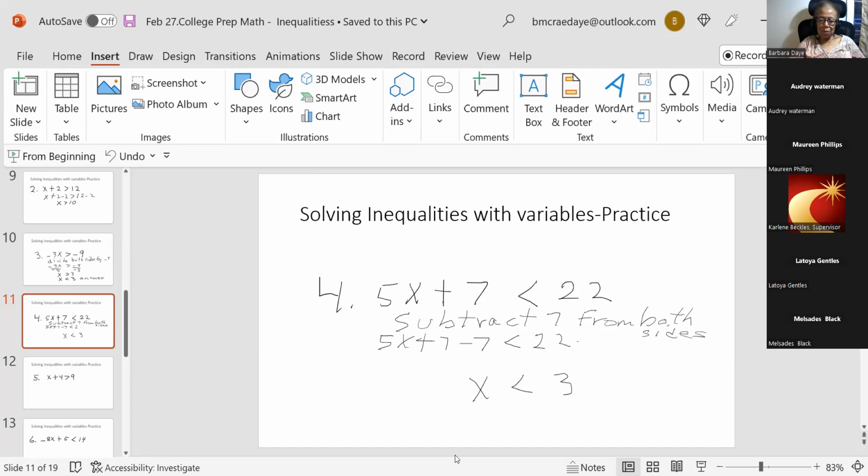What do you get on the left side? 5x. There again, plus 7 minus 7 is 0, right? And 22 minus 7, Latoya? 15. And then what did you do? Divide both sides by 5, and you get x less than 3. You okay, Mercedes? Yes, thank you. Thank you, Latoya.